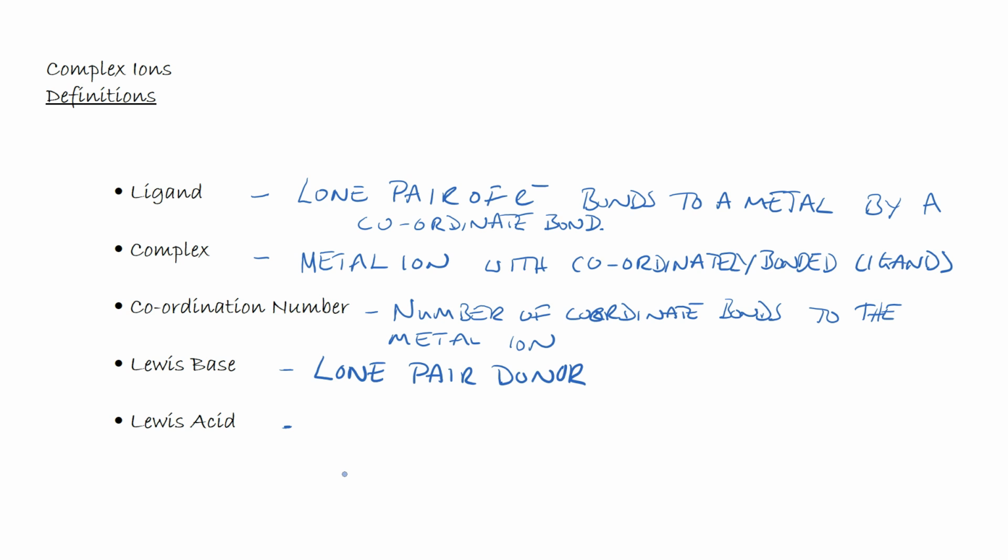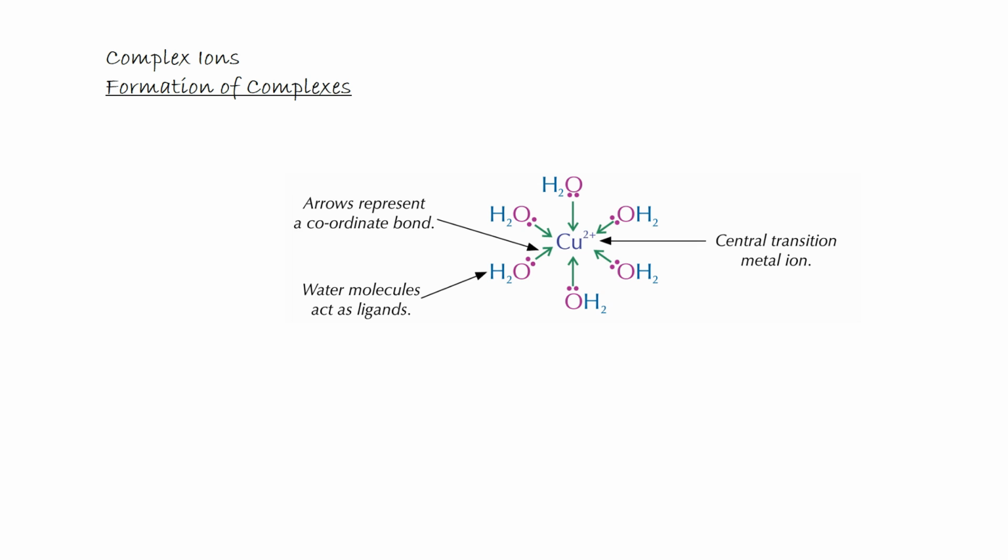And we also have a description here of a Lewis acid, which again in terms of electrons is a lone pair acceptor. If you think about a hydrogen ion, it accepts a lone pair of electrons. So you can describe a hydrogen ion as a Lewis acid, but we tend to describe it as a Bronsted-Lowry acid. So our definition then of a complex ion was a metal ion with coordinately bonded ligands.